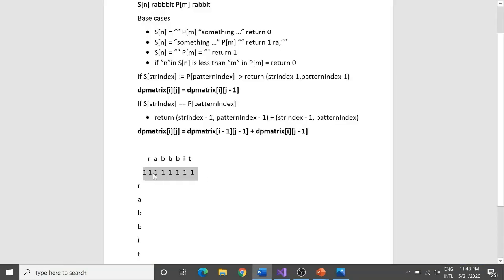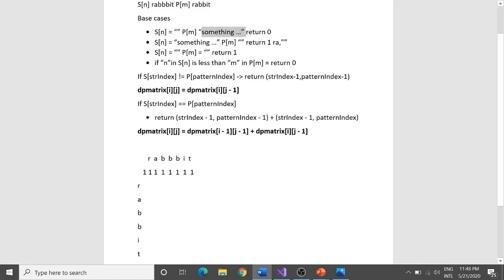Now coming on to our first column, what does this first column say? The intersection of an empty string but something in pattern. So there is something left in my pattern, but I do not have anything left in my string. This column means that I have nothing left in my string, but I have something left in my pattern.